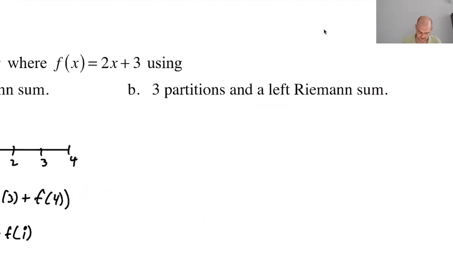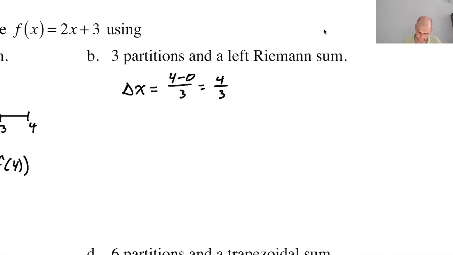So for 3 partitions, delta x, so 3 partitions, 3 subintervals, 3 rectangles, that's all basically the same thing. 4 minus 0 divided by 3, which is 4/3. Okay, so where are you going to find your heights? So this is 0, this is 4. You don't really need to draw this, but we're doing 3, right? So 4/3, 8/3, and then 12/3 gets you to 4.